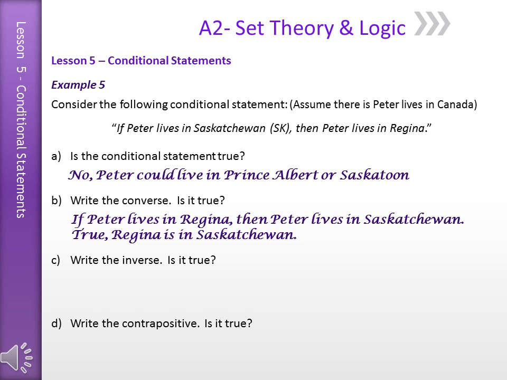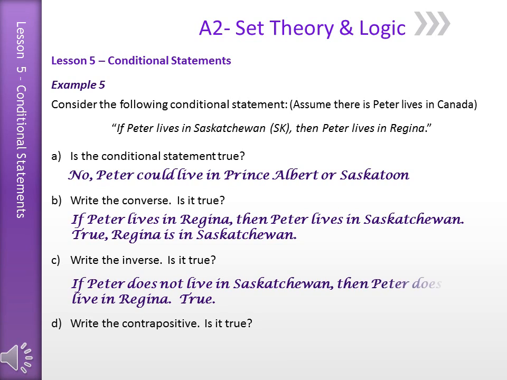C, write the inverse. And is it true? So we are just negating the conditional statement. If Peter does not live in Saskatchewan, then Peter does not live in Regina. That's true. Regina's in Saskatchewan. If he's not in Saskatchewan, then he can't live in Regina.